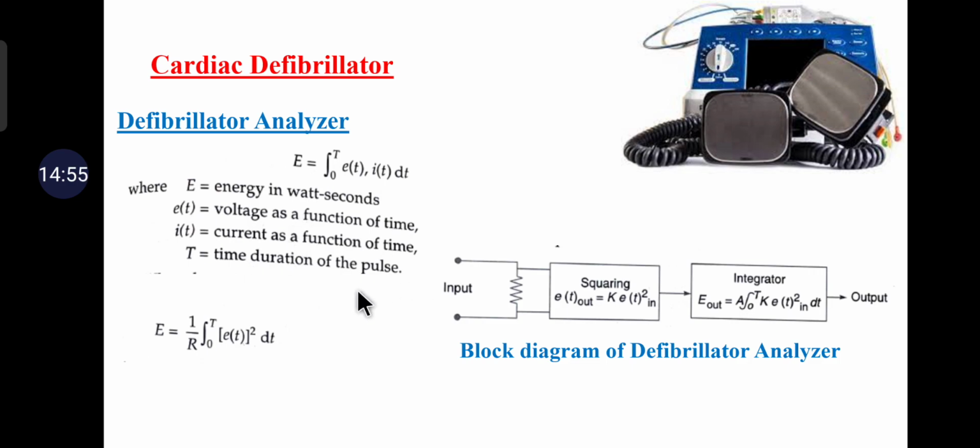When the voltage exists across a fixed resistance, the energy dissipated is 1/R times the integral from 0 to t of e(t) squared dt, where R is the resistance of the load. So this diagram shows the block diagram of a defibrillator analyzer. The defibrillating pulse is applied across a 50 ohm resistor load, and the voltage developed across it is given to the squaring circuit.